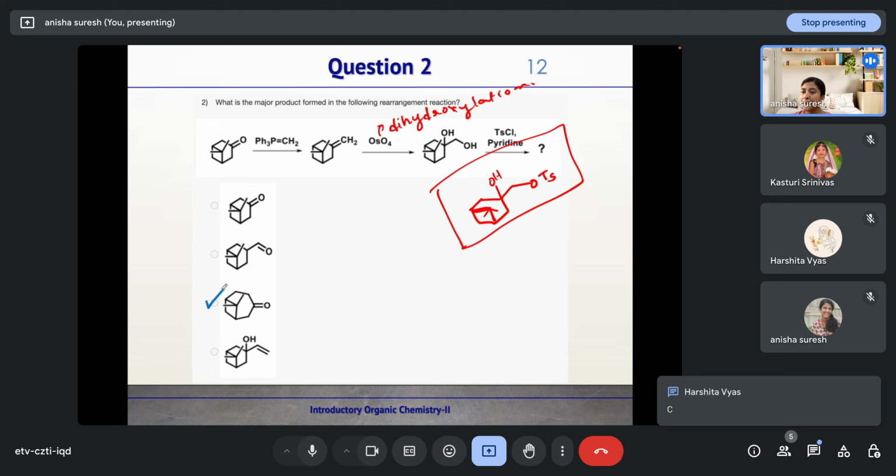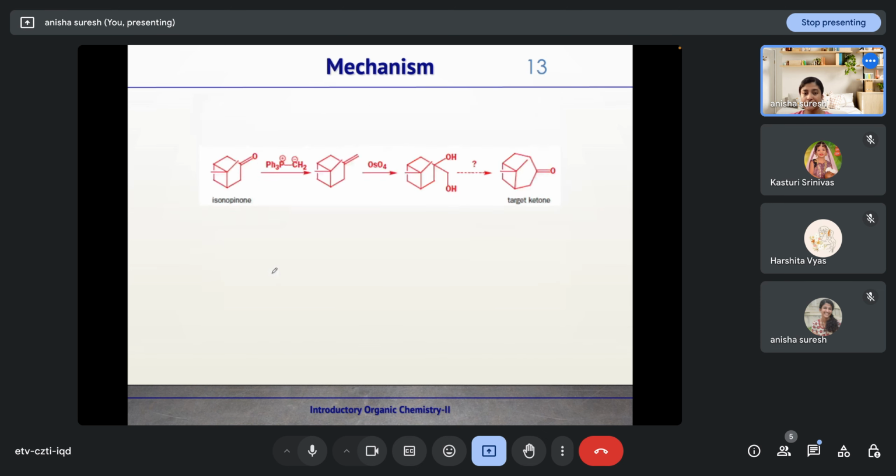Here a semipinacol type rearrangement is taking place. Once this lone pair on oxygen falls here, this bond will break and it will migrate to this position and this OTs will get removed. So we will get this as the final product. This is the mechanism.